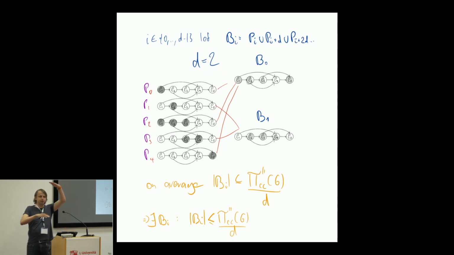So I look at these pebblings. I take the first one, and every d-th pebbling configuration. I take the union of all the pebbles that are on these configurations, and I call this set b0. Yeah? And then similarly for b1, I take this set, union this set. So you see with light gray, b0 is basically 1, 2, 3, and 4, and b1 is 2, 3, 4.